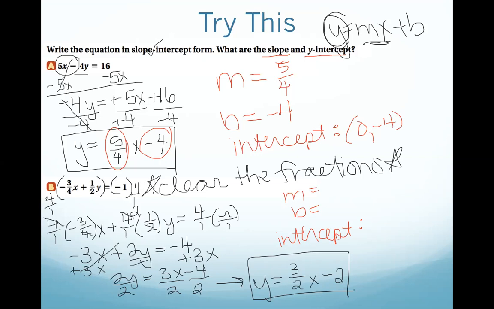Okay, part B, our slope now is 3/2. Our value for b is -2, but that's not our intercept. Our y-intercept, I should call it a y-intercept. Our y-intercept is (0, -2). The ordered pair is the intercept.